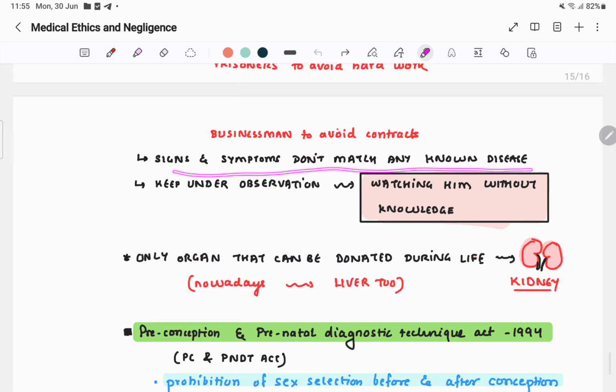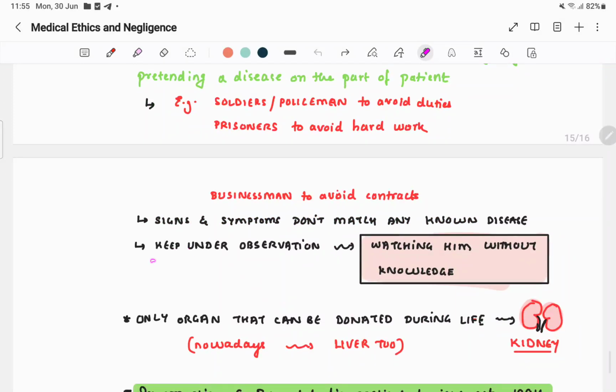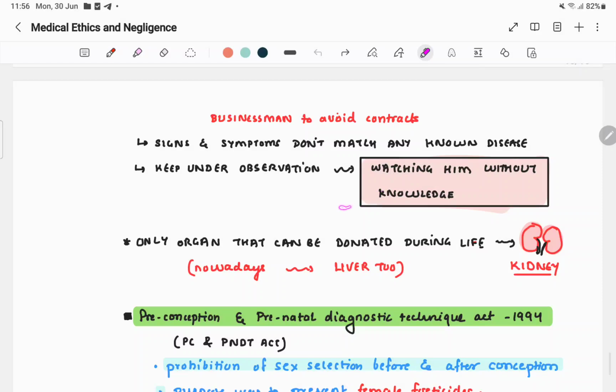The signs and symptoms do not match any known disease. If it is not matching any known disease, in these cases you have to keep him under observation without his knowledge.